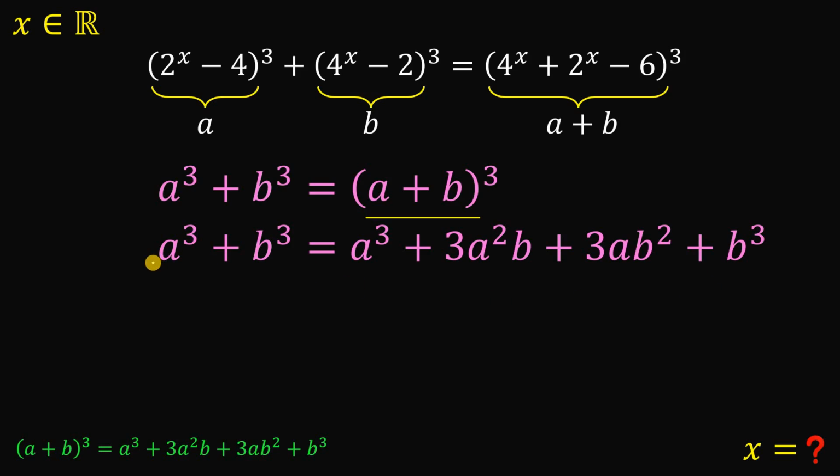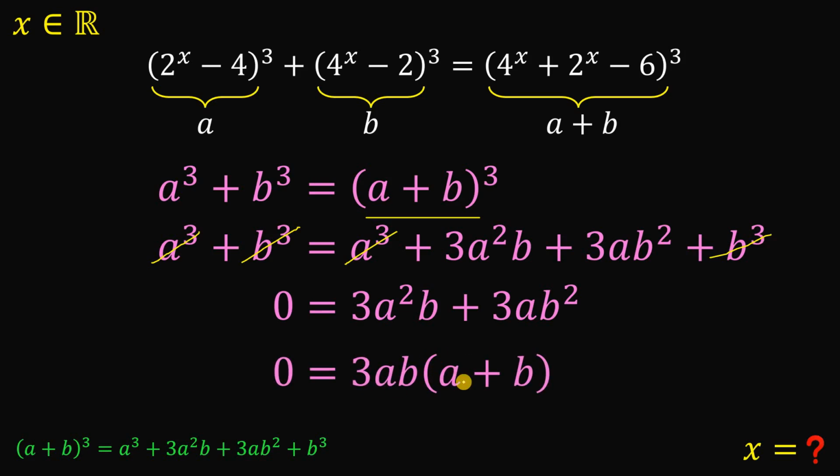Now, if we subtract a cubed on both sides, they are gone. And if we subtract b cubed on both sides, this is also 0. So the resulting equation is just 0 equals 3a squared b plus 3ab squared. And we can factor out the common factor of 3ab. If we do that, we get 3ab multiplied by a plus b.